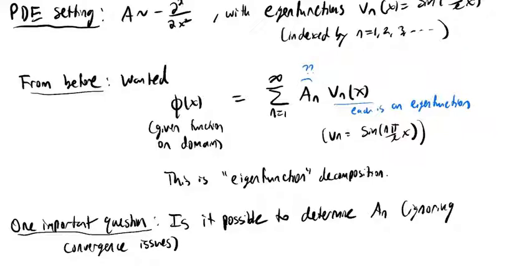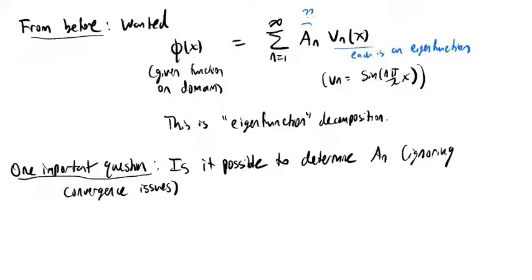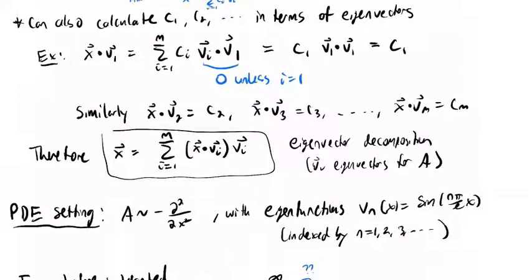And another question, which turns out to be related, is: does there exist any notion of perpendicularity or orthogonality, which we used previously? Because if we go back to this eigenvector decomposition, since these eigenvectors were perpendicular or orthogonal, we had this very exact formula for calculating the coefficients Ci, using the dot product.